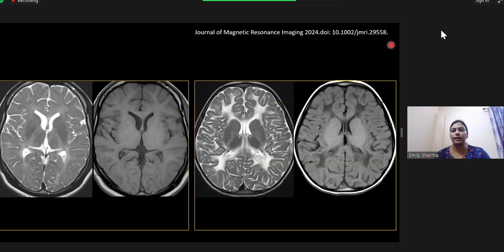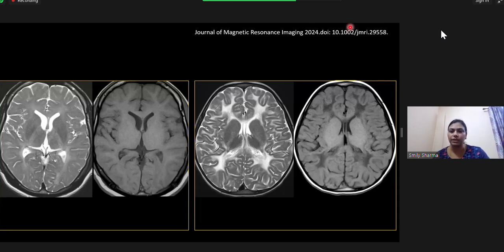You all can post your answers in the chat. You can see there are two cases, case 1 on the left and case 2 on the right. What do you think? What are the pathologies, and what is the difference between them? Which one is hypomyelinating, and which one is a demyelinating leukodystrophy?